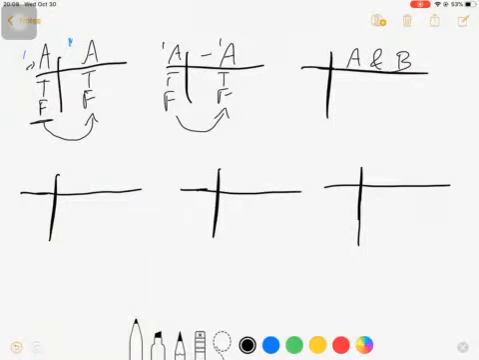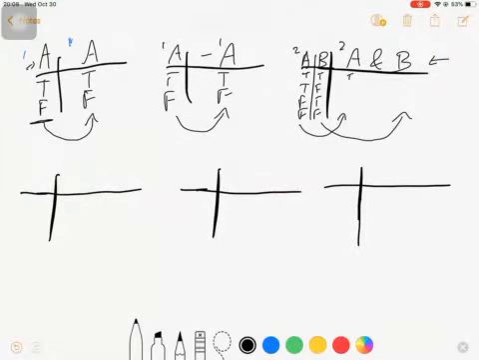A and B. Since we have two letters over here, we need two over here. We put the A first and the B second, since that's the order that they are on this side. Then the order is two T's and two F's. And then alternate T's and F's for our base column. Then again, we bring these over under every letter that matches. Our main operator is a conjunction. Conjunctions are only true when both sides are true, which means that the only true part is this one. And the other three are false.